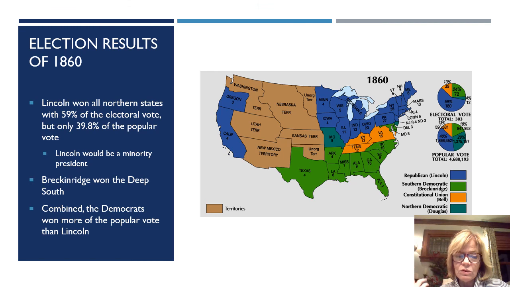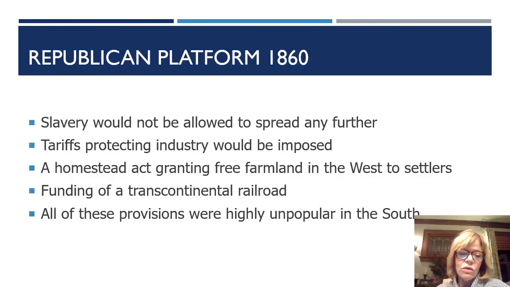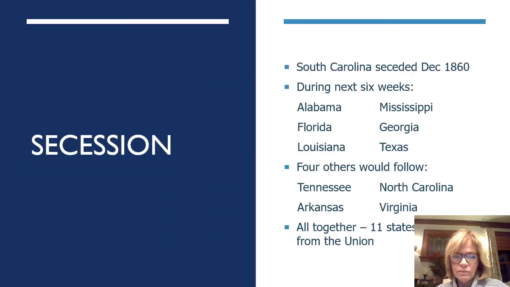Now, if you take the Democratic candidates together, Breckinridge and Douglas, they won more of the popular vote than Lincoln. So he's a minority president, and he's a very unpopular president, especially for Southerners. Anyway. So the platform, as I said, slavery wouldn't be allowed to spread any further, protective tariff, homestead, transcontinental railroad, and all of these were unpopular in the South. So what the South does, they feel that they have no alternative but to secede.